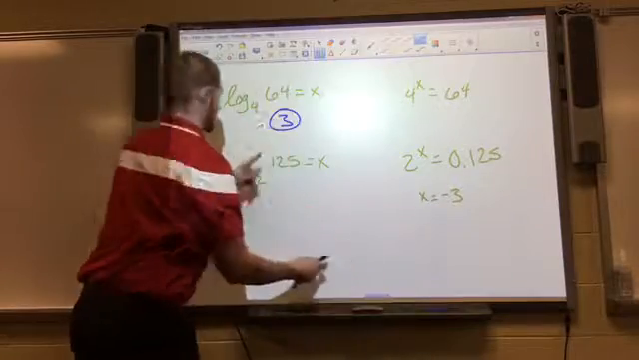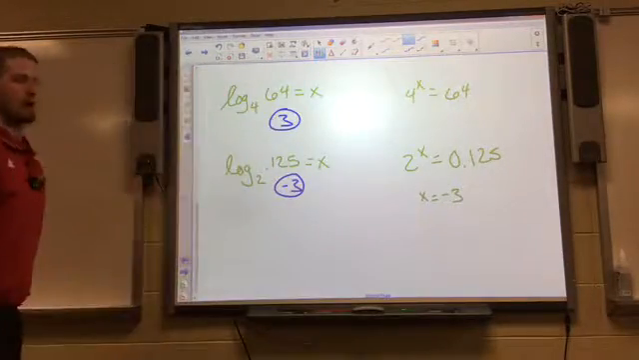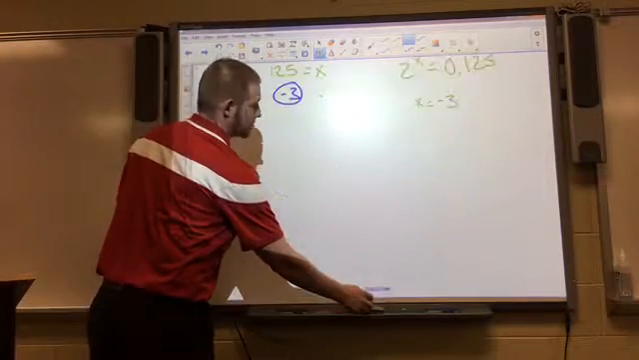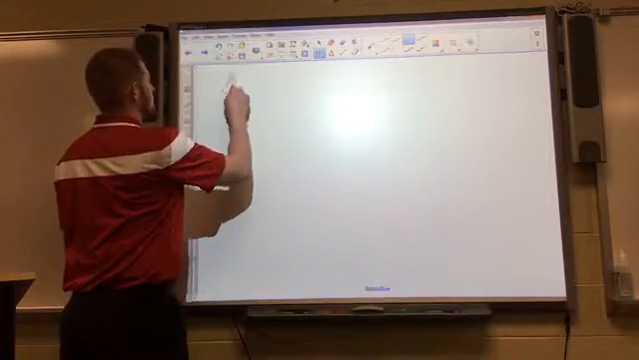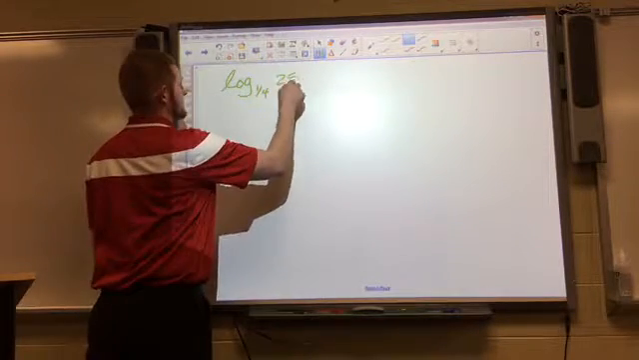So in this case, your answer to this would be -3. And I know these are a little bit confusing, but that's why we're working. I have log base 1/4 of 256.